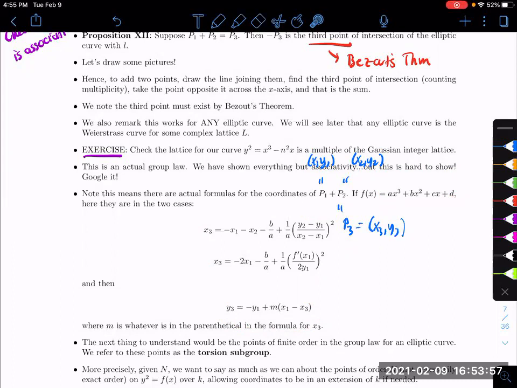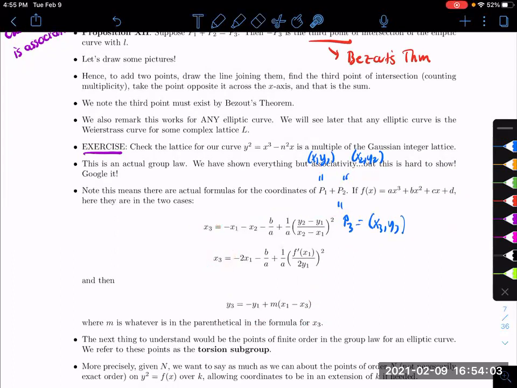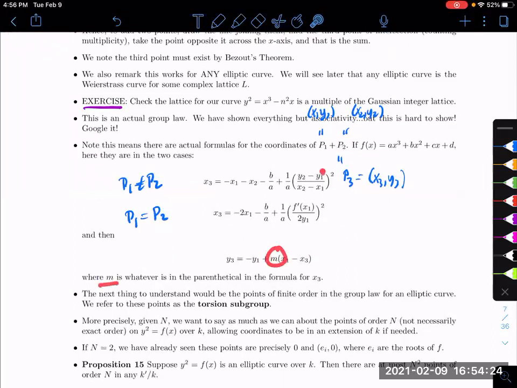That's it. Why are there two different formulas for x3, you might ask? Well, because there are two different cases. The first case is P1 and P2 are distinct. The second one is P1 equals P2, which is why this derivative shows up, like the slope of a tangent line. And M down here is just whatever's inside the parenthetical.